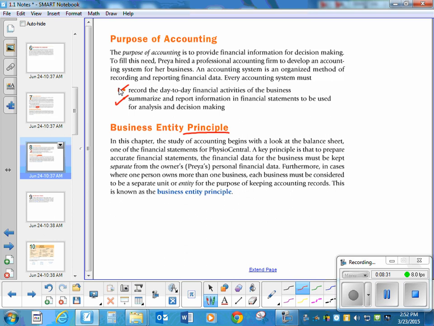Accountants, or people who do accounting, have a set of rules they need to follow. The first one is called the business entity principle. Basically what that means is that anything that's your own personal items stays separate from your company items. So if you are keeping track of your accounting, business stays with business, personal stays with personal.